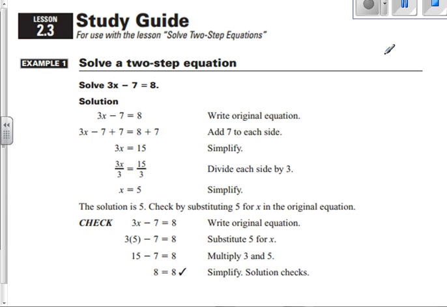Hello, my algebra students. This is 2.3. This is your 2.3 video solving two-step equations. So let's go ahead and get started. We're going to look at our first example right here.